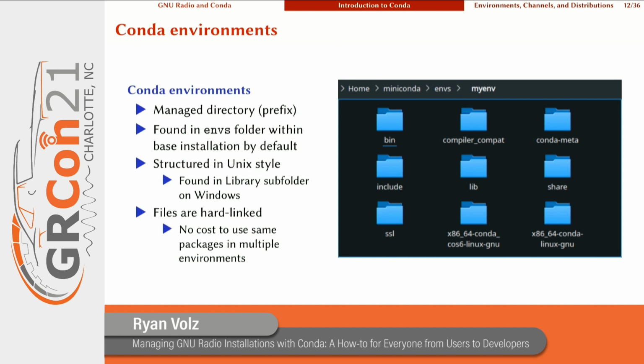They're structured in the Unix style, so you have your standard bin, lib, include paths within that directory. And on Windows, all of those Unix-style paths are actually found in a Library subfolder. And these files are hard-linked, so there's no cost to use the same packages within multiple environments. So creating environments with duplicate packages is not going to cost you any more disk space.